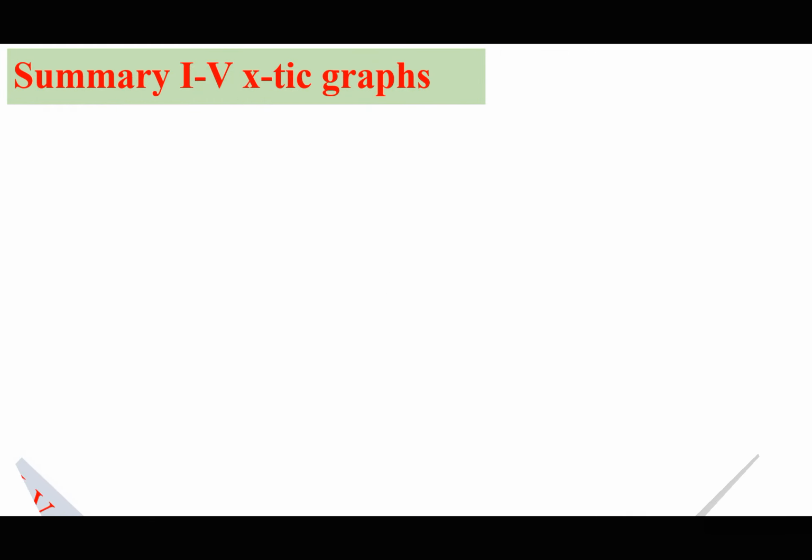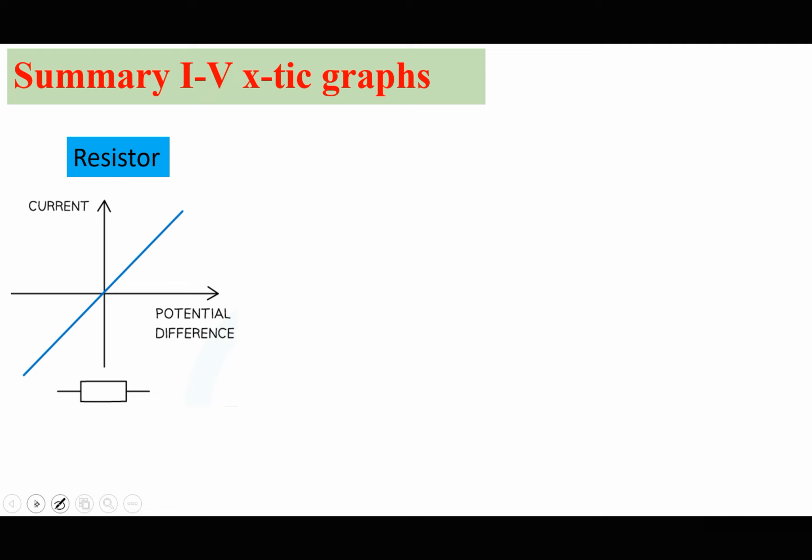In summary, let's summarize the three IV characteristic graphs that you expect to find in your exam. If we have a resistor or a metal wire, it is a straight line through the origin. Resistor, metal wire, metal conductor, we expect a straight line.